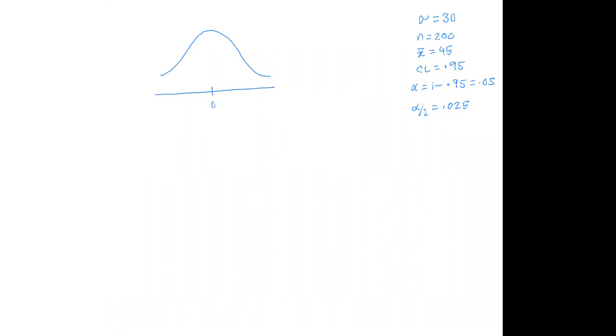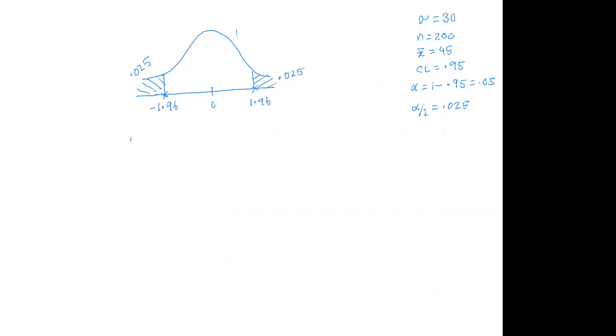Mean 0, standard deviation 1. Area to the right tail is going to be 0.025, and area to the left tail is going to be 0.025 as well. So this value is the negative z sub alpha over 2, and this is the positive z sub alpha over 2. And this is a standard value, which is negative 1.96 and positive 1.96, right?